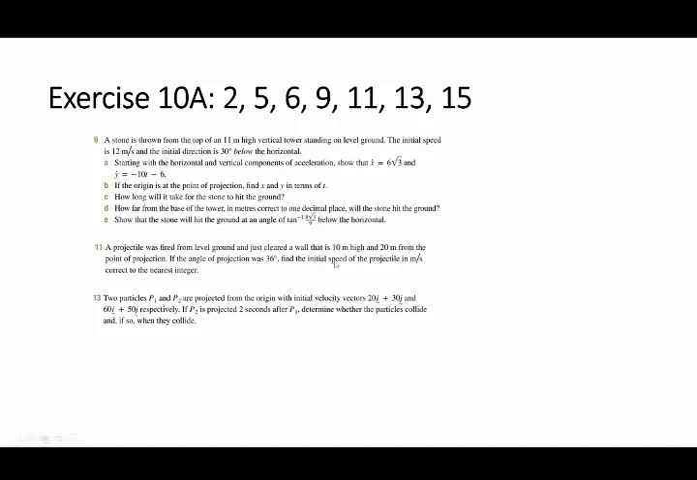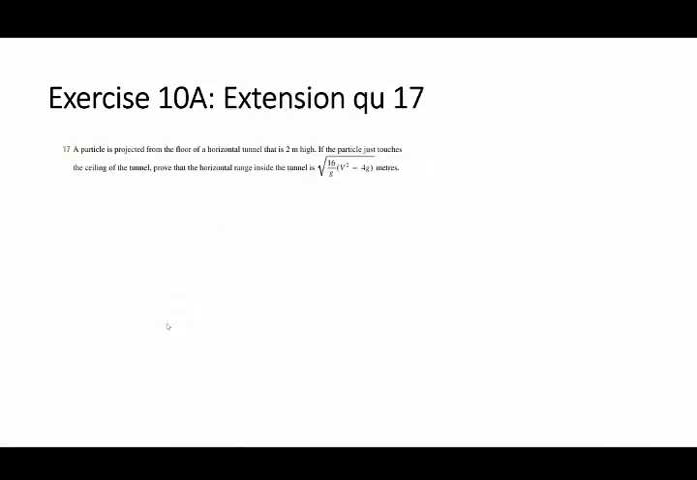We're given an angle in terms of an inverse tan, and here we're asked to find the initial speed of the projectile, and in part 13 find whether they collide, and if so when they collide, with two different projectiles going on. There's an extension question 17 here that is a really nice lead-in to 10B if your class and you are feeling up to it. I thought I'd go through that here for you.